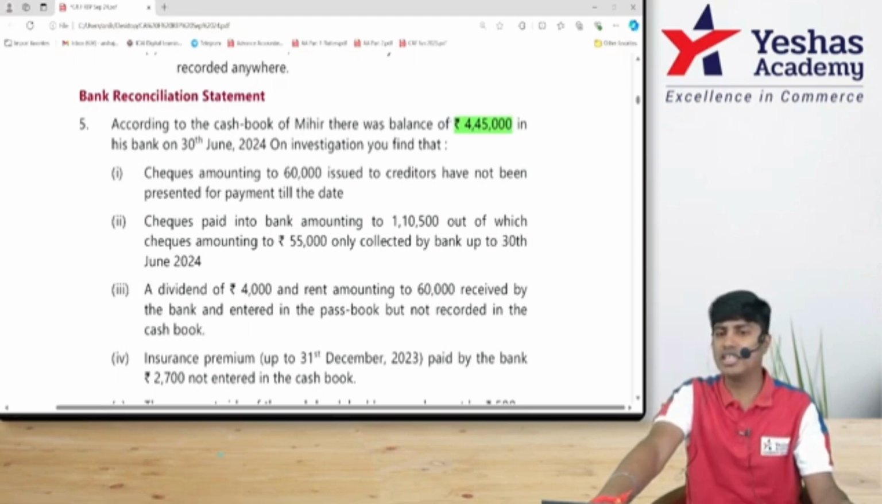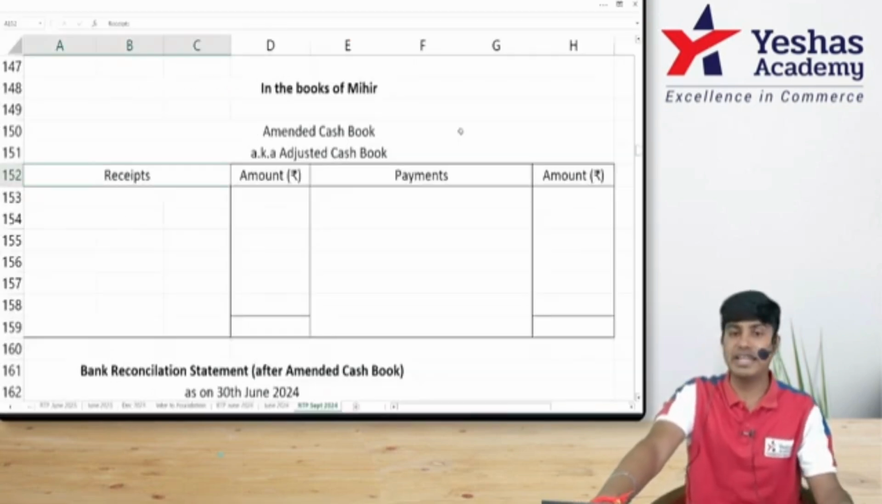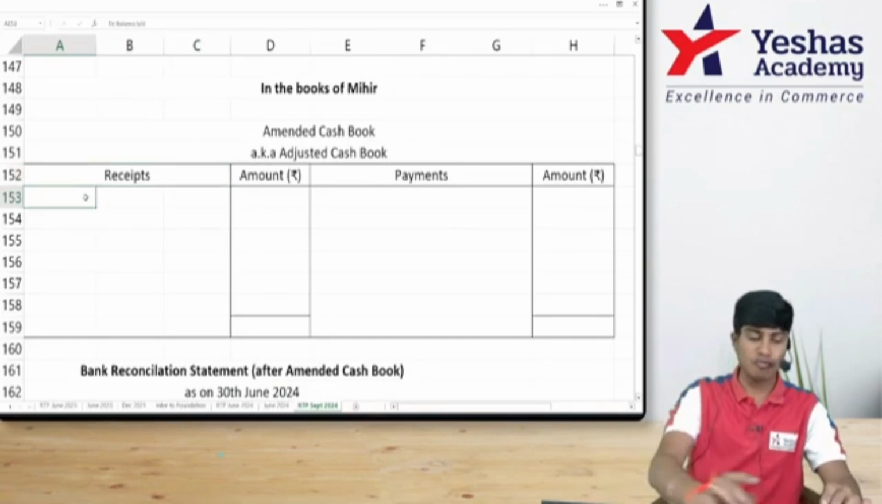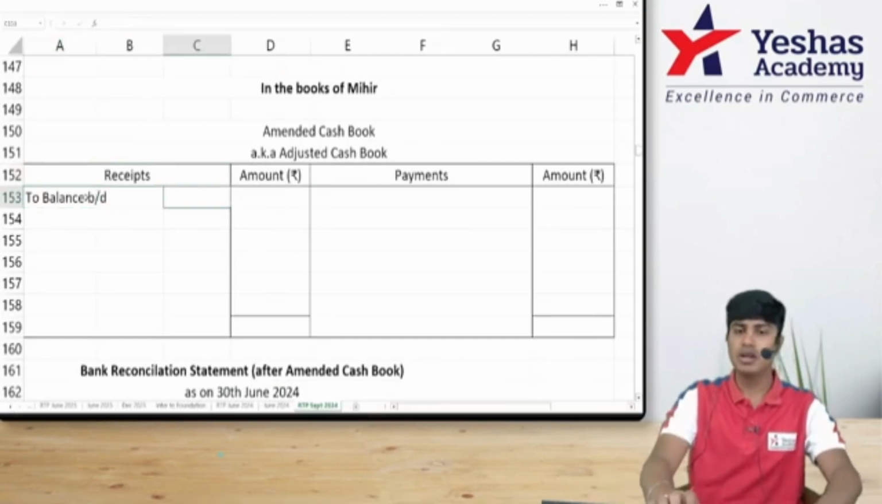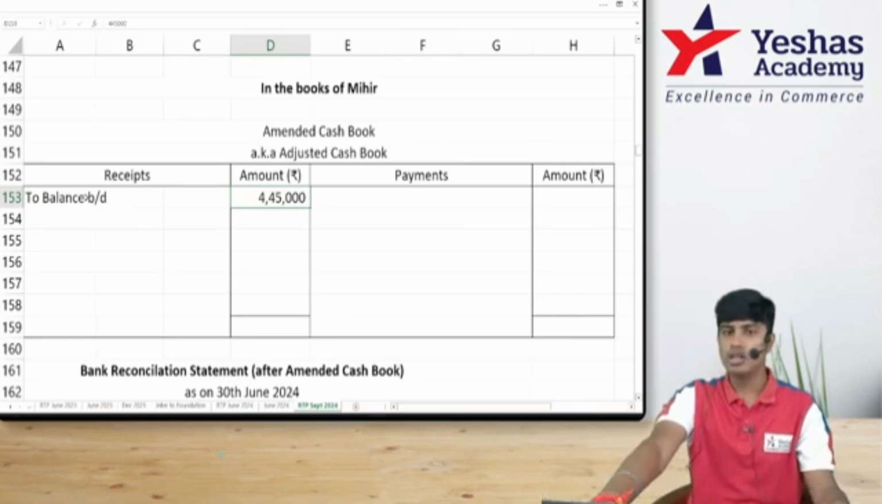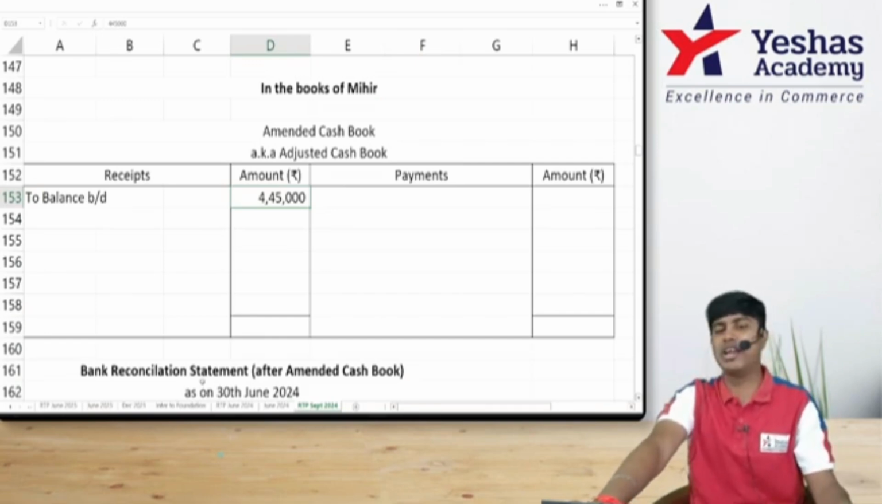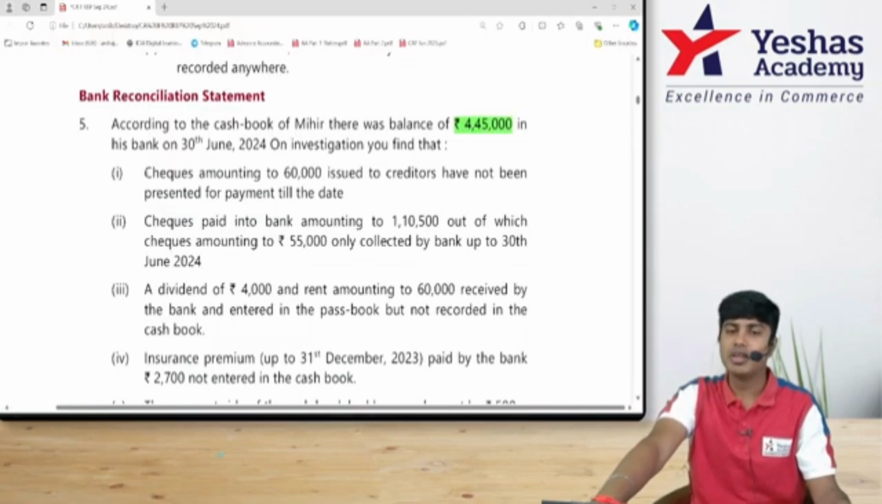Before that, I will take this bank balance as per cash book, 4,45,000, in my amended cash book. So always remember to first prepare the amended cash book and then prepare the BRS. So in my amended cash book, I'll write 'to balance brought down 4,45,000'. Okay. So I've written 4,45,000 in my amended cash book as 'to balance brought down'. What do we have after this? Checks amounting to 60,000 issued to creditors have not been presented for payment till date.